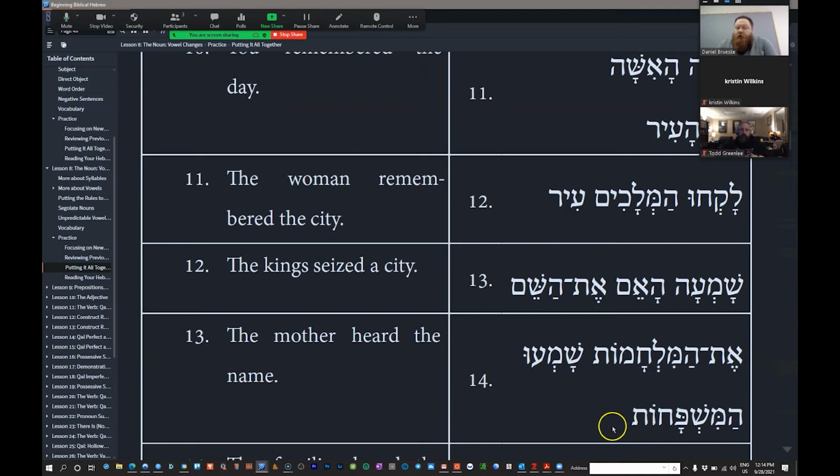All right, then we tackle our final word. Again, we have a word that begins with a hey, so that could be a definite article. Let's look for the patach dagesh. Sure enough, we have a patach dagesh, so that's almost certainly the definite article. If I take off the hey, patach dagesh, am I left with a word that I know? I'm left with mishpachot, and that's very close to mishpacha.